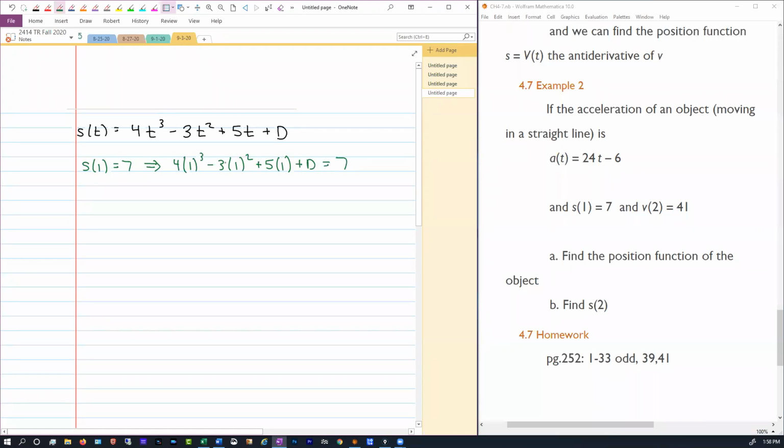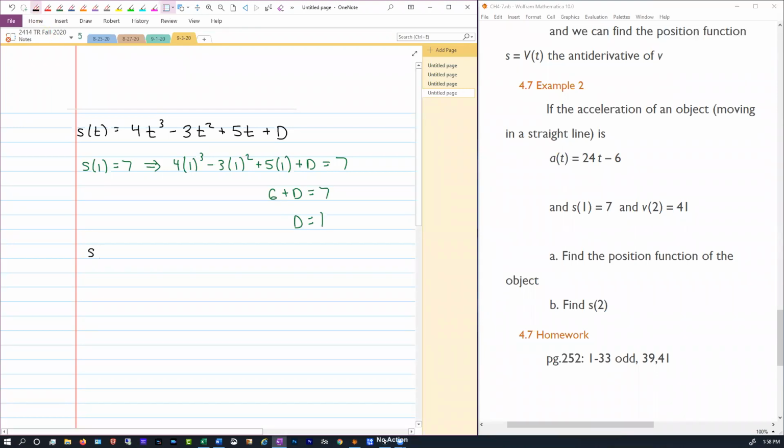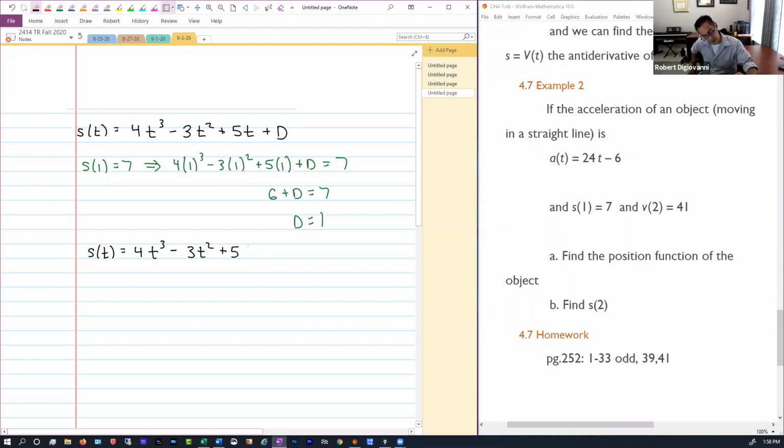Yeah, that's what I got. 6 plus D is 7, so D is 1. And that allows us to go in and plug in 2 for T instead, since we know the constant now. So replacing D with 1 gives us the exact position function.